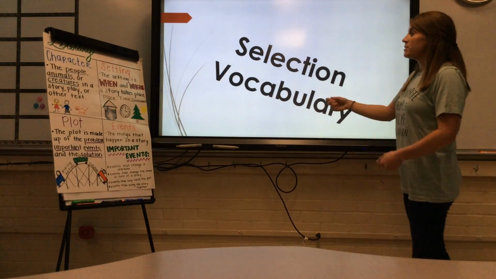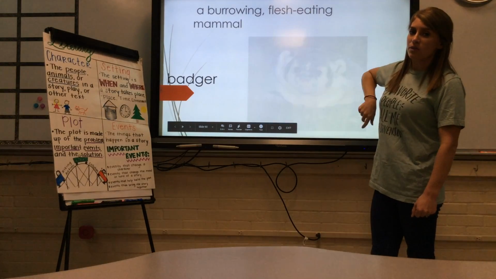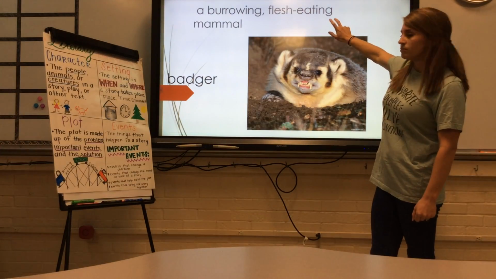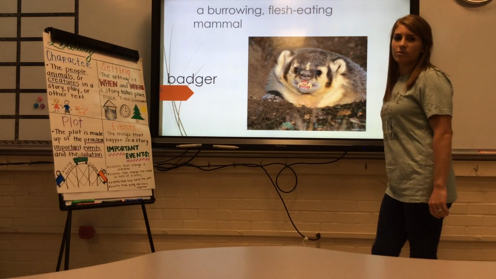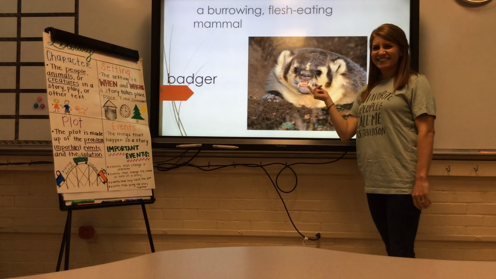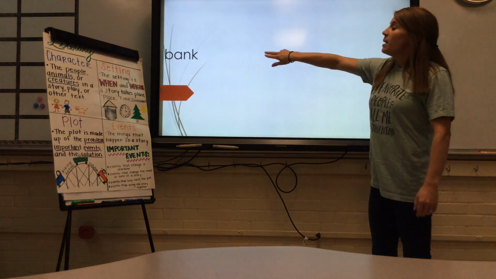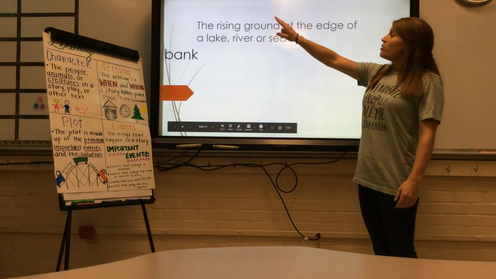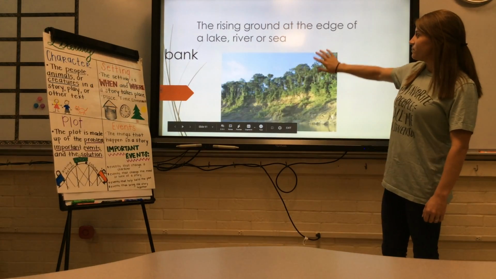All right, vocabulary. Badger, a burrowing, flesh-eating mammal. This little cutie right here. I don't think he's cute. Come on, he's kind of growing on me a little bit. A little smile. No? All right. Well, to each their own. Bank, the rising ground at the edge of a lake, river, or sea.